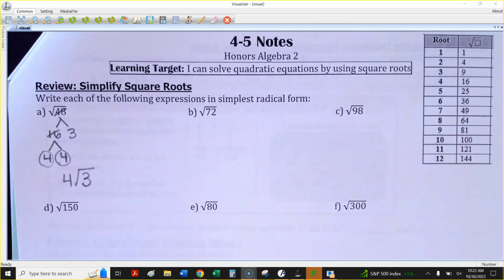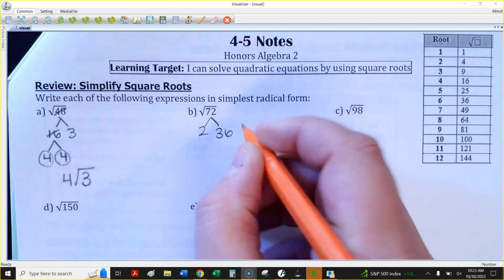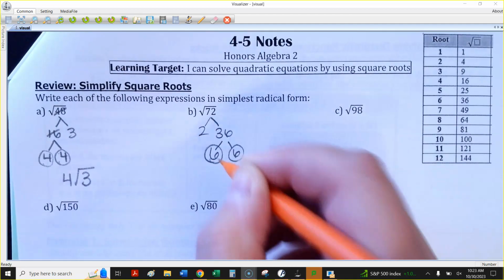But if you can find a number on that list of perfect squares that would divide into whatever's under your square root, that would be ideal to get you a really quick factor tree. Can anybody tell me the biggest perfect square that would divide into 72? Yeah, this is 2 and 36. Now, 36, you guys know, there's your partners right there, 6 and 6. So just 6 out in front.